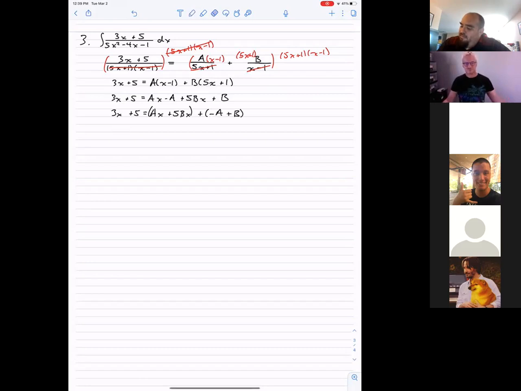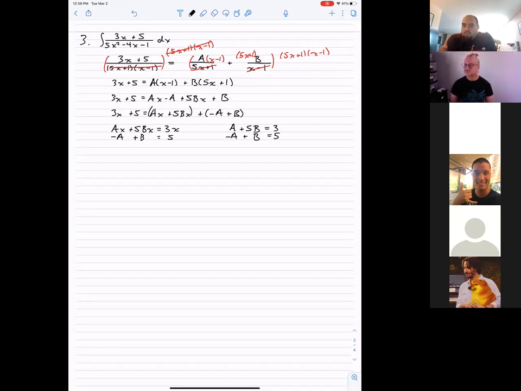So now from there, I know ax plus 5bx is equal to 3x. And I know that negative a plus b is equal to 5. So knowing that the coefficients have to match up, I can just leave off the x.